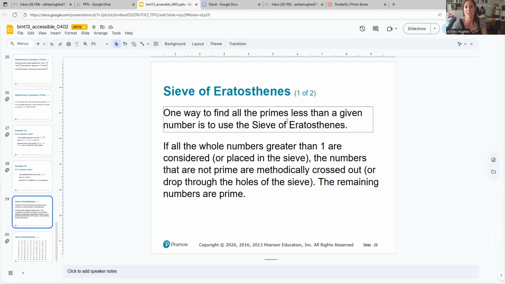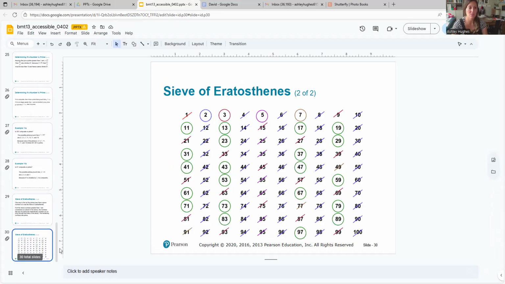One way to find all the primes less than a given number is to use the Sieve of Eratosthenes. If all the whole numbers greater than 1 are considered, the numbers that are not prime are methodically crossed out. So it's basically just crossing out the numbers that are not prime, and you're left with only the prime numbers. This is another way to think through whether something's prime. It's one of the ones that are left, and you're crossing out the other ones that have factors of something else.